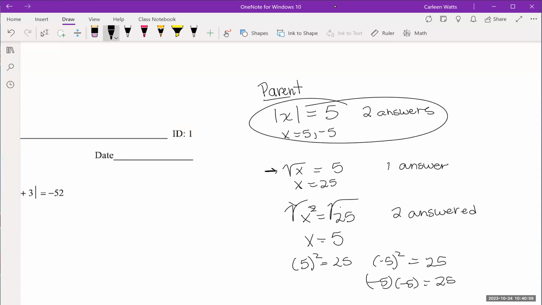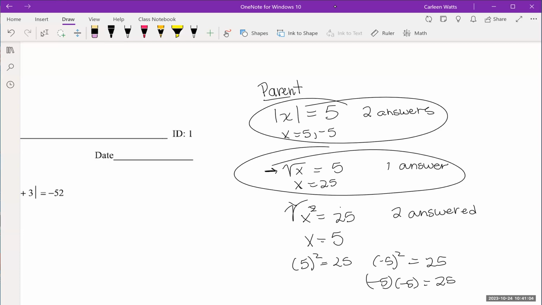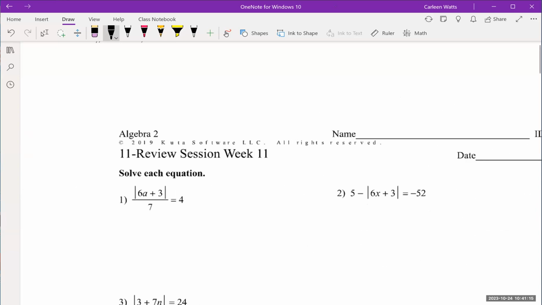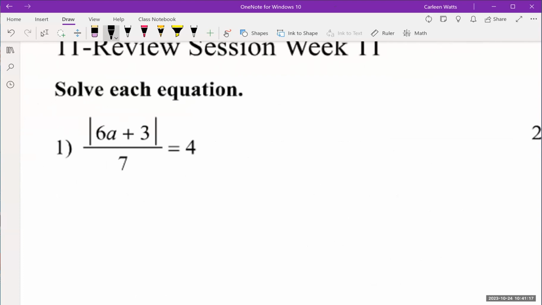So absolute value, 2 answers. Square root, 1 answer. And I'm going to clean this up. This is a quadratic, 2 answers. Okay. So first of all, this is absolute value. So the parent graph, I am expecting how many answers? Yeah, Zoomers? How many answers? Awesome. So I'm expecting 2 answers.